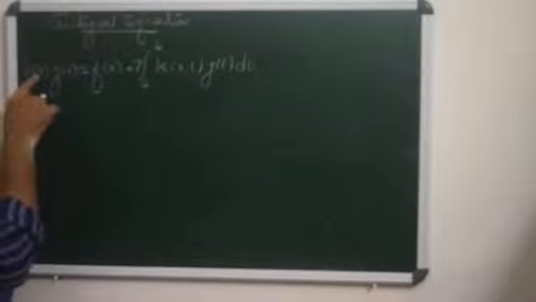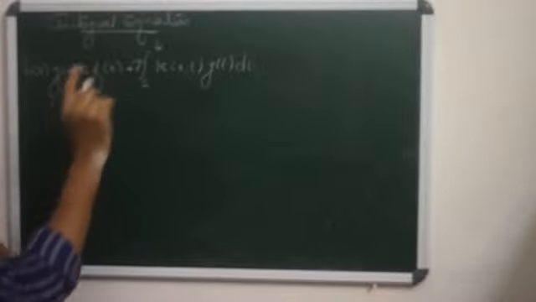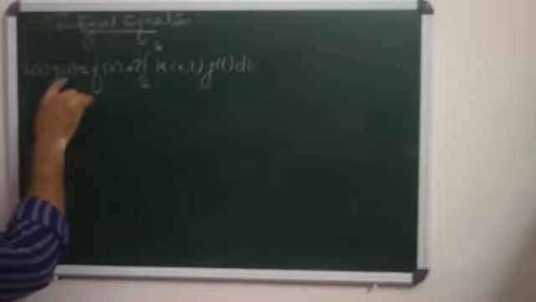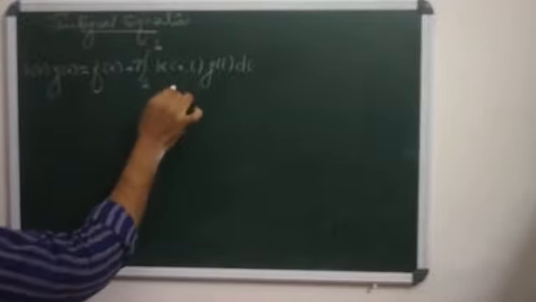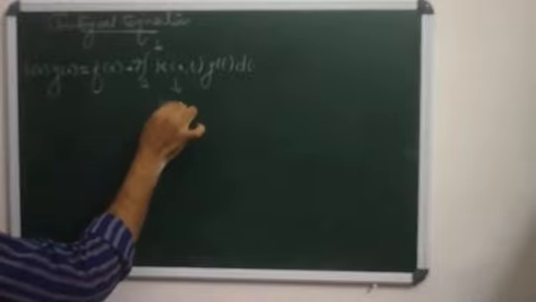Here h of x, f of x and k of x,t are functions in x and t, as well as g of x or g of t, which is an unknown function. Here this k of x,t is known as the kernel of the integral equation.